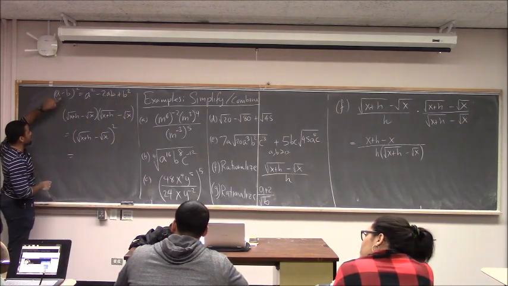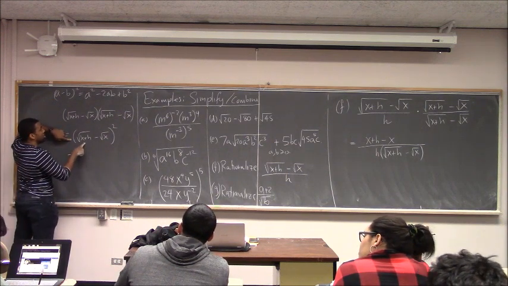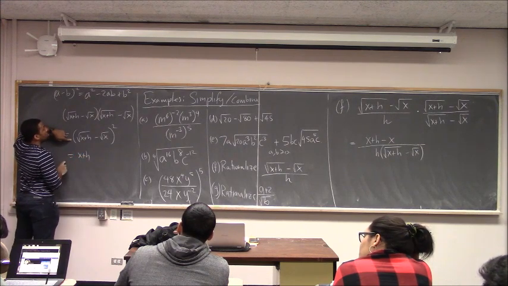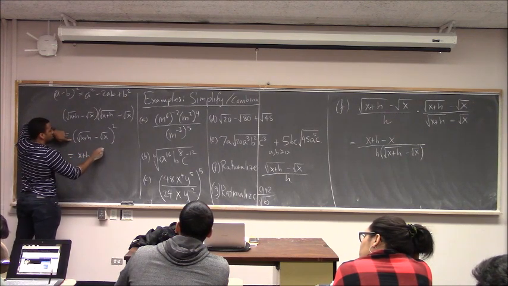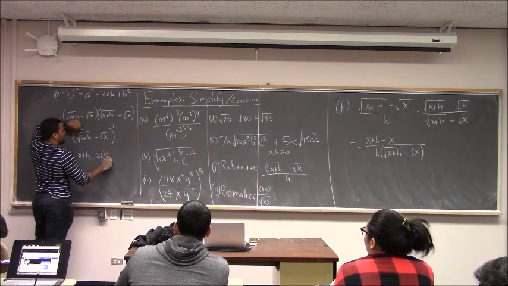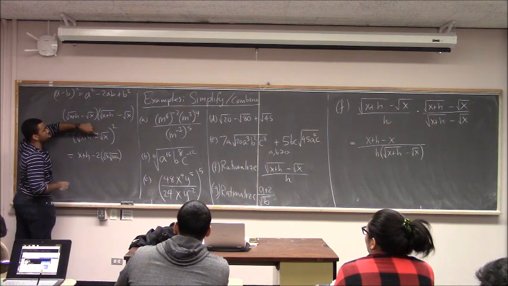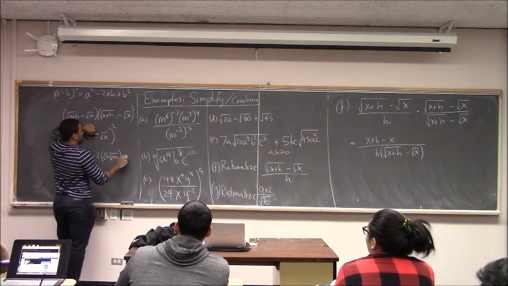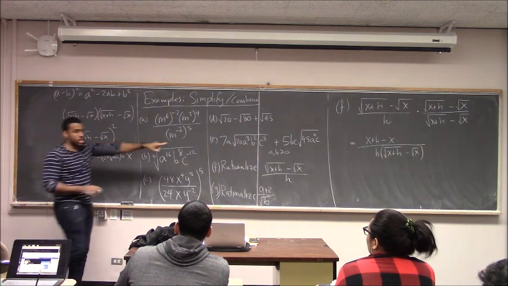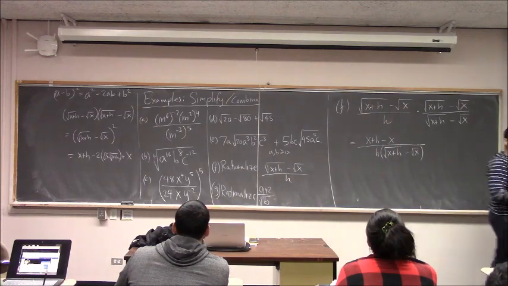Now if I apply that rule here, what would I get? I would get this squared, which is the a, so that's just x plus h, minus 2 times this times that, radical x plus h, plus this squared. That's what I would get. I would not get that. So there's an error here. What's the error?